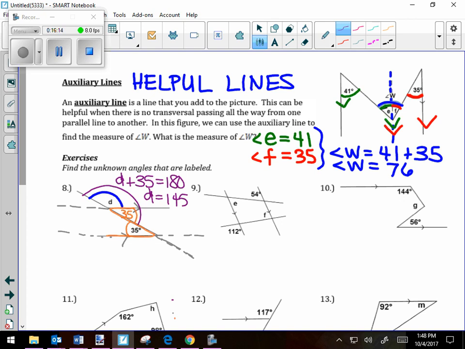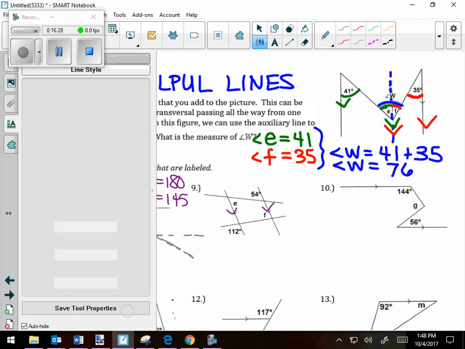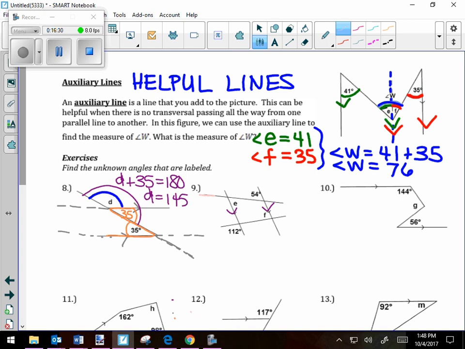In question 9, you'll notice that there's only one set of parallel lines. That's these two that are here and here. I am asked to find some missing angles, though. With those parallel lines, if I put my focus on one of the transversals, let's suppose this transversal, if this angle is 54, angle E will be 54 as well because it is an alternate interior angle.